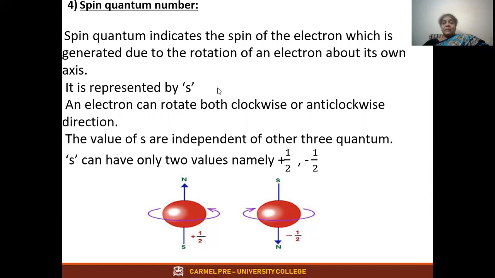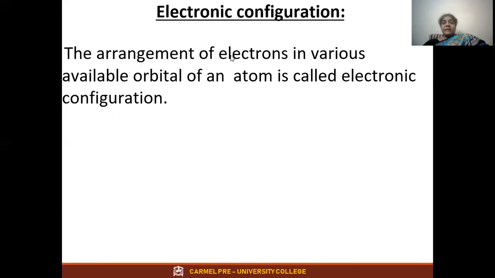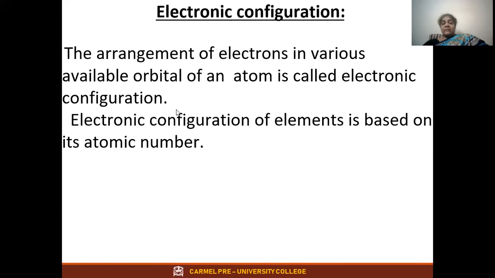Electronic configuration for elements. The arrangement of electrons in various available orbitals of an atom is called electronic configuration. So you're going to arrange the electrons in various available orbitals of an atom, and that is called electronic configuration.